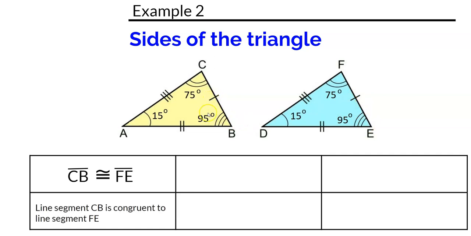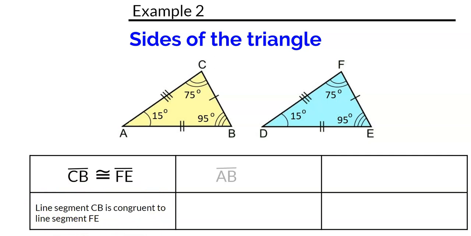When we write it in sentence form, this is what it looks like. Line segment CB is congruent to line segment FE. But when we write it in mathematics, we can just write it this way, which means basically all of this sentence. So you can see this is shortened a lot.